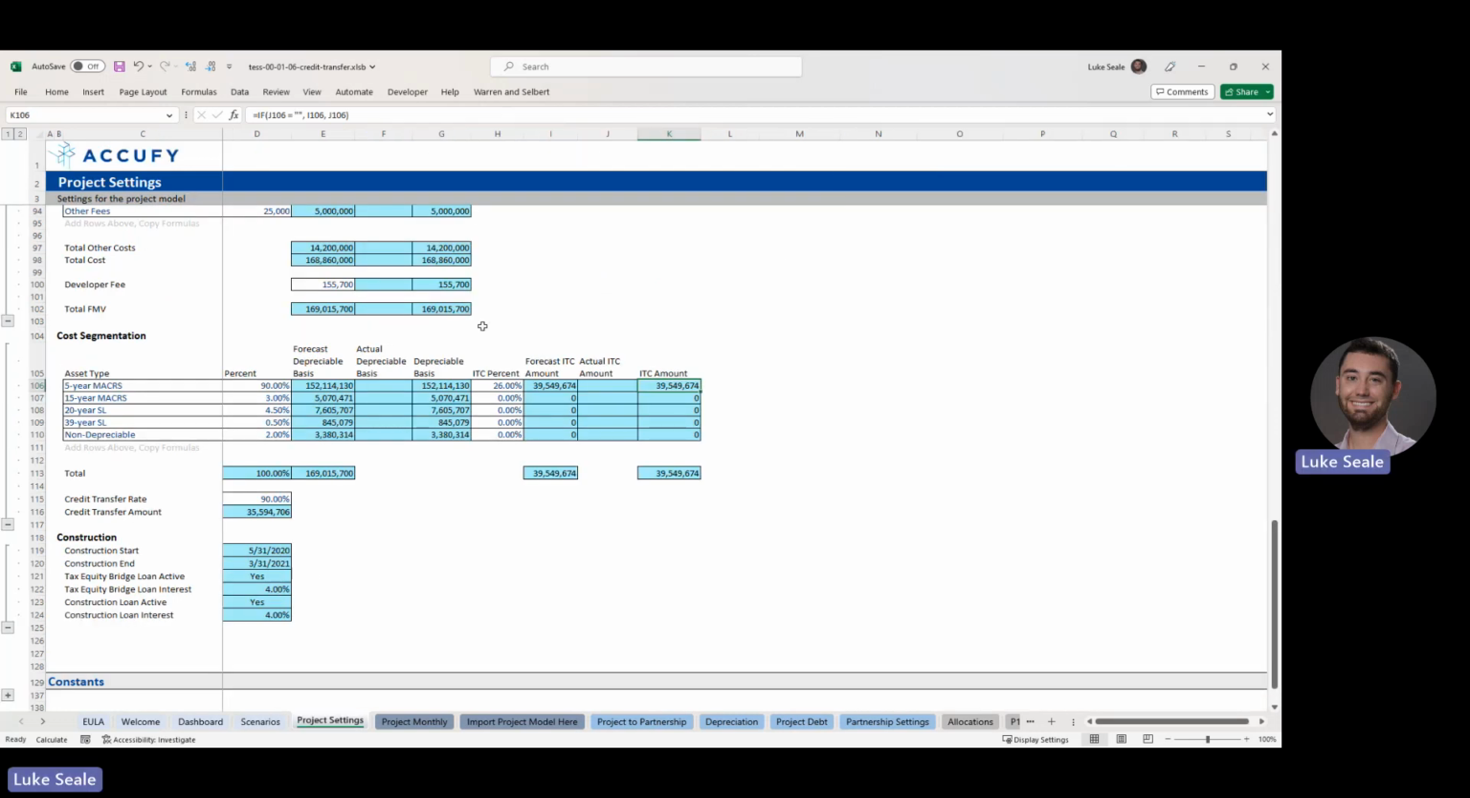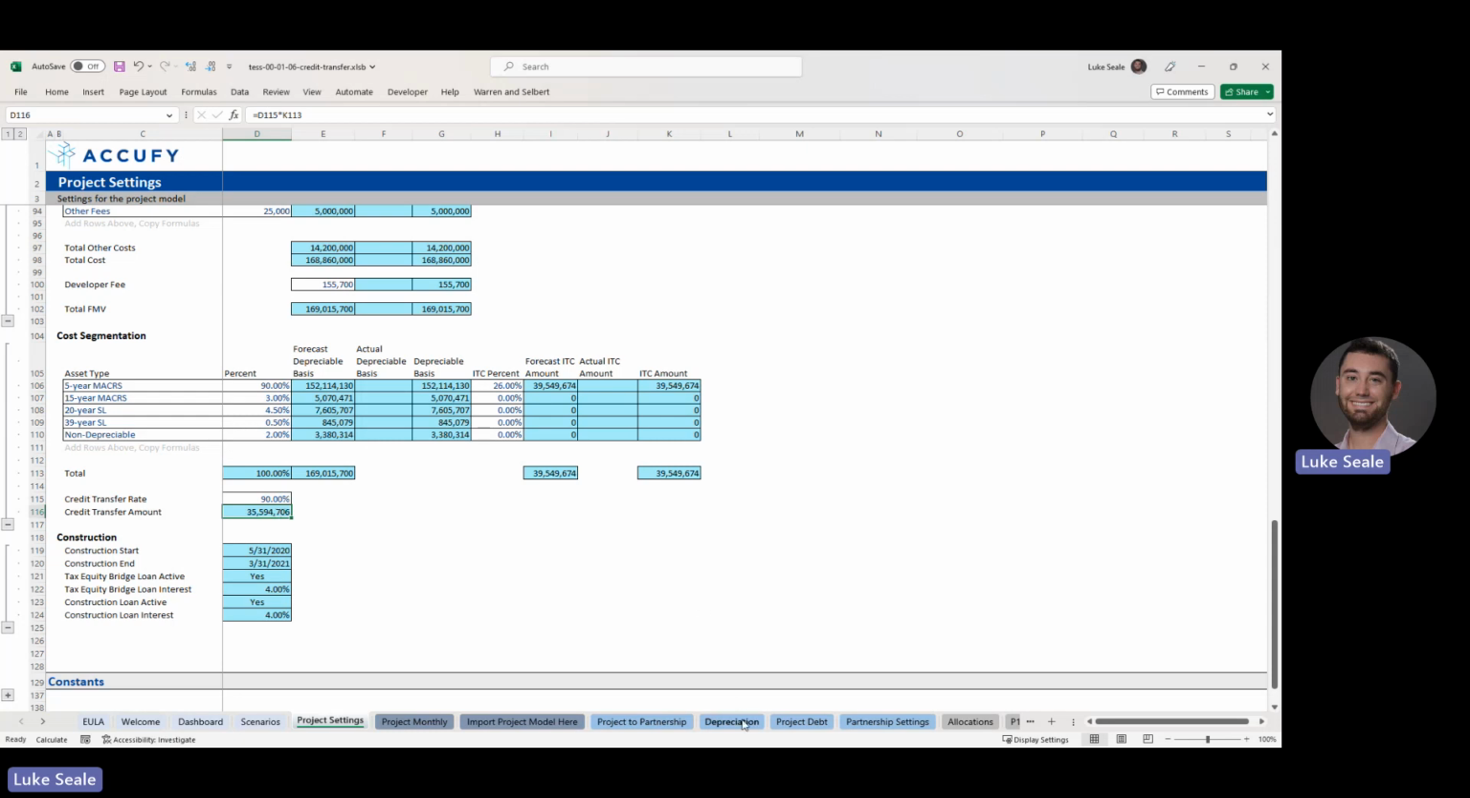So this is where I compute my credit amount. I have an amount right here of ITC, and I also have an amount of credit transfer right here, where I'm assuming that we're going to be able to sell the credit for 90% of its face value for cash at the beginning of the partnership if we're doing a transfer. Okay, so let's see how these settings wind their way into Tess when the credit transfer flag is on.